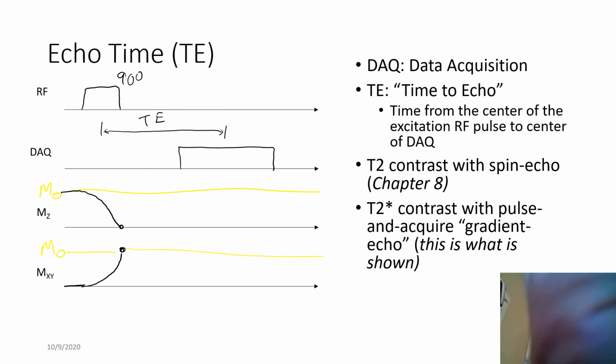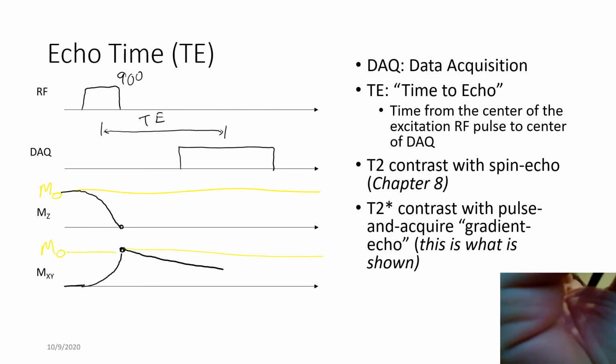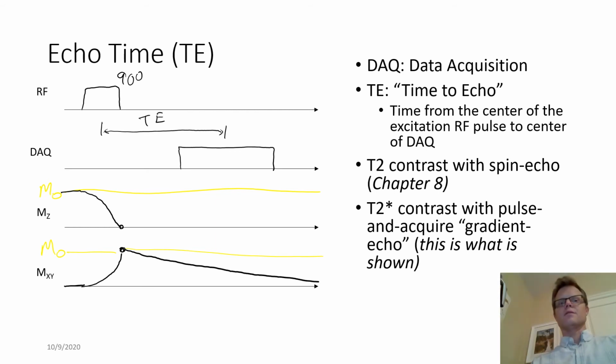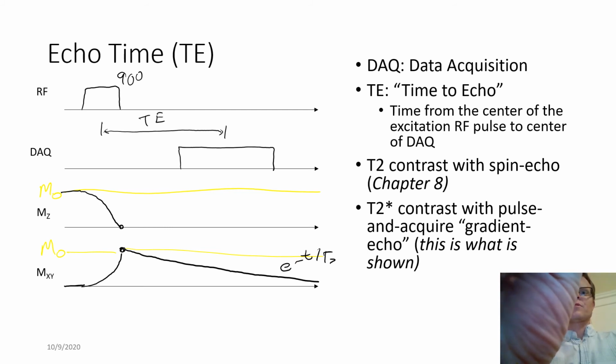And then after this point, the thing that we're capturing with the echo time is the fact that we have this decay of the transverse magnetization proportional to T2 or T2 star. We'll get more into the differences of when it's T2 and when it's T2 star when we get into spin echoes in chapter 8. So in this case, purely consider this to be in fact T2 star decay.